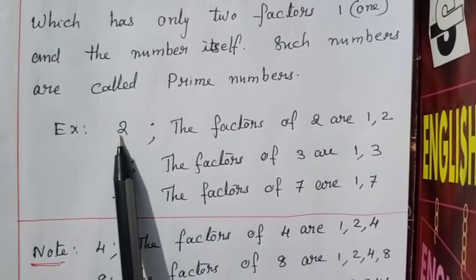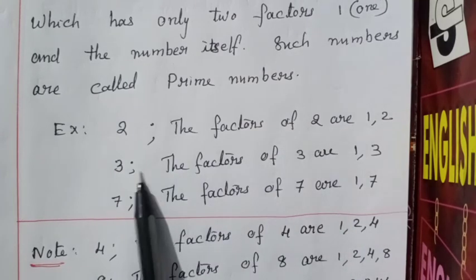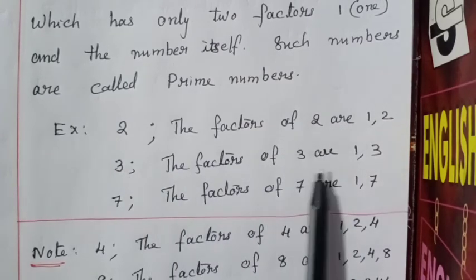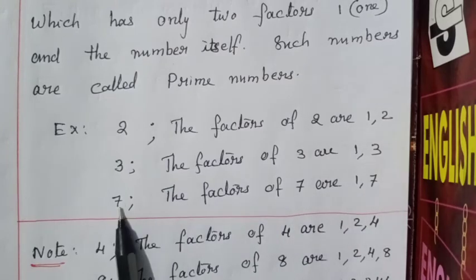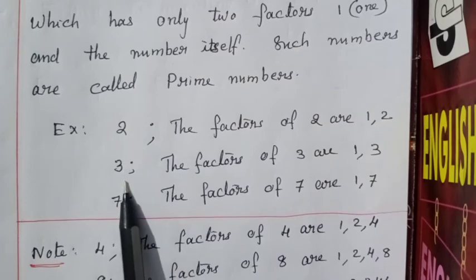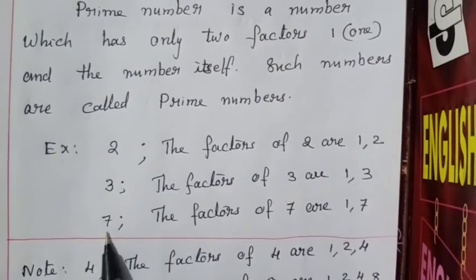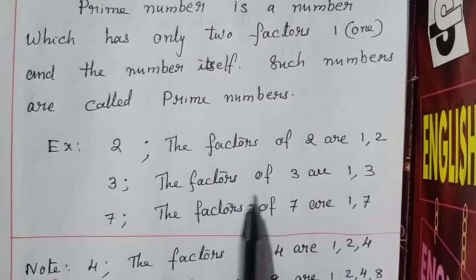Example: 2. The factors of 2 are 1 and 2. Next example 3. The factors of 3 are 1 and 3. 7. The factors of 7 are 1 and 7. So all these three numbers have only two factors. Therefore we call these three numbers prime numbers.